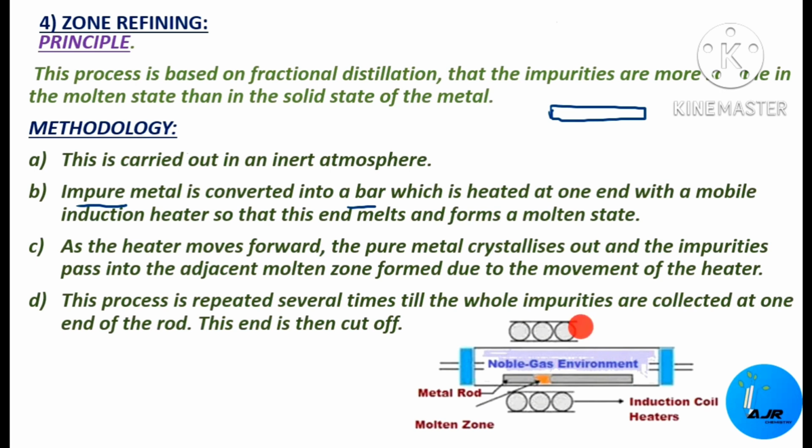Understood? This method is used to prepare metals with a high degree of purity, that is germanium, silicon, boron, gallium, indium. All these metals are used for preparing semiconductors.